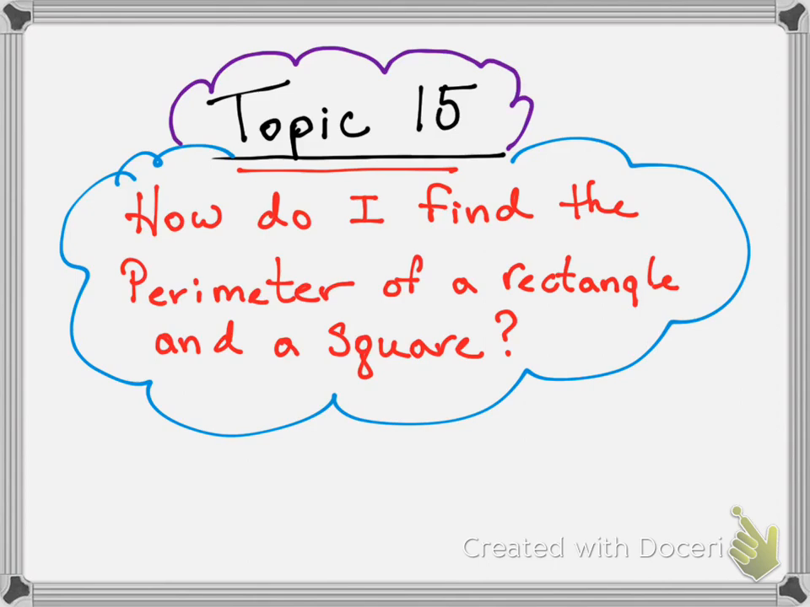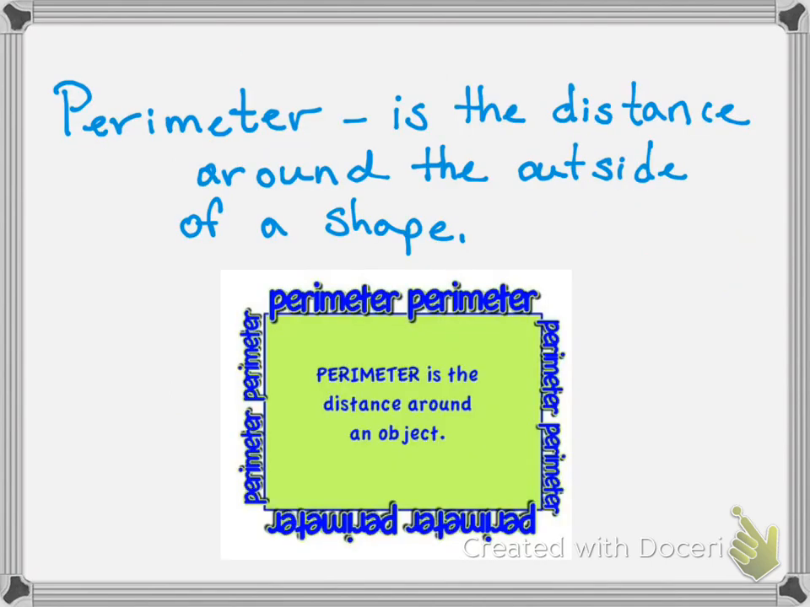And in topic 15, we're only going to focus on 2 lessons. The first lesson that we're going to focus on is perimeter. We need to ask ourselves a question tonight: How do I find the perimeter of a rectangle and a square? Perimeter is the distance around the outside of a shape.